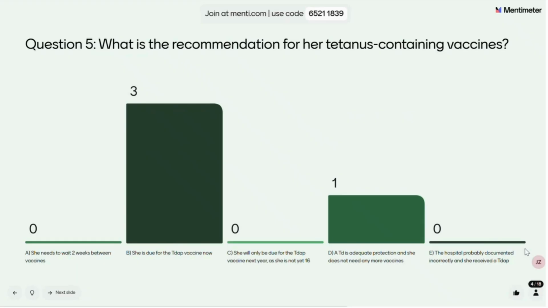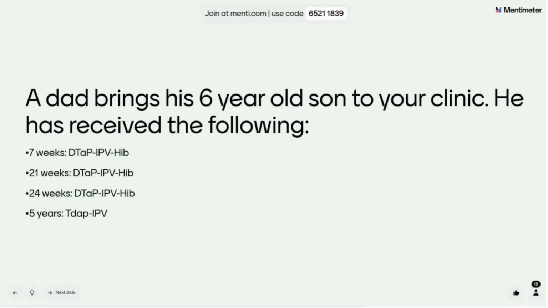Okay, thank you for answering. So you are correct. The answer is B. She is due for a Tdap vaccine now. There is a 10-year interval between Tdap and childhood vaccines, and a TD doesn't count because it doesn't confer enough protection against pertussis. I do have 5 more questions.